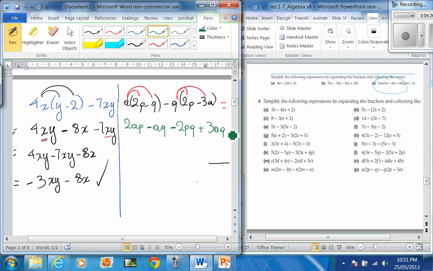AQ. Do I have something similar? I'm thinking now. Do I have something similar? Yes, I do. I have this and this. So I can write them all together. Or I can start writing this and I keep them at the end. So I go and write 2AP. Done. Take away, I'm here now, 2PQ. Done. Minus, I'm here now, minus AQ, which means 1 AQ, plus 3 AQ equals.